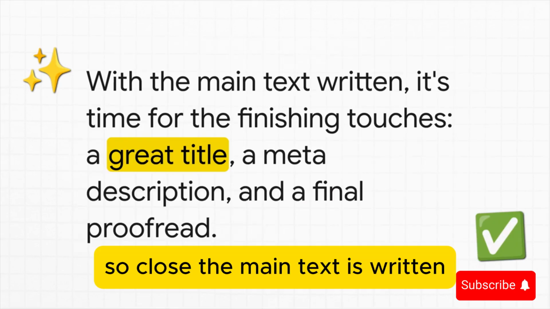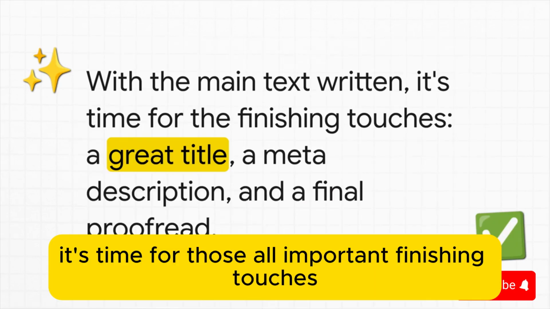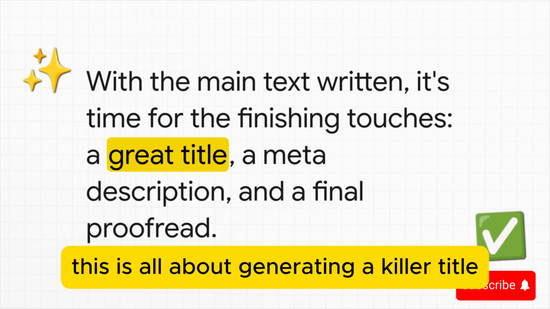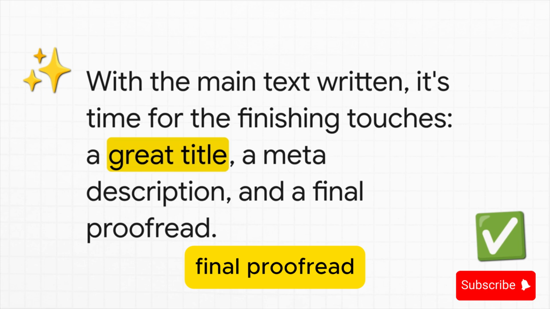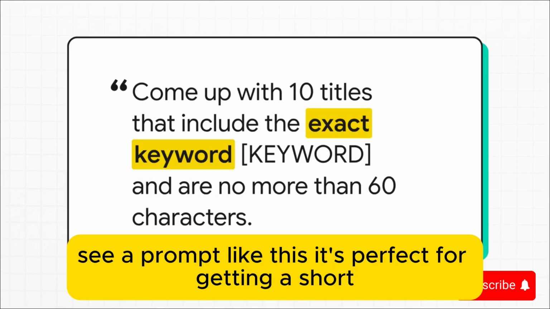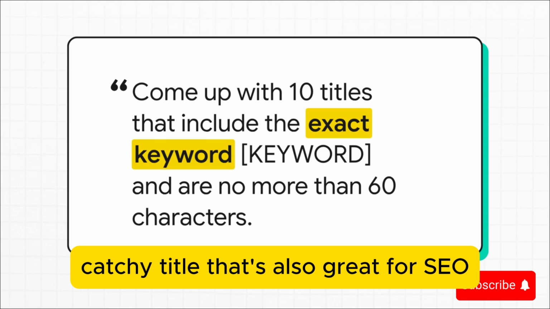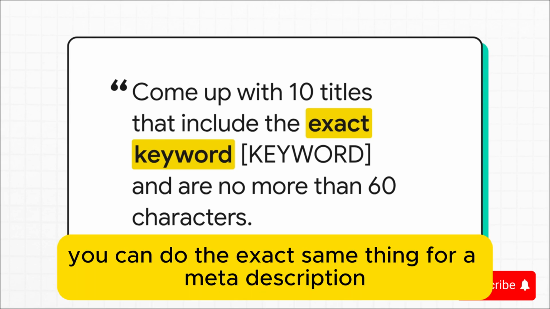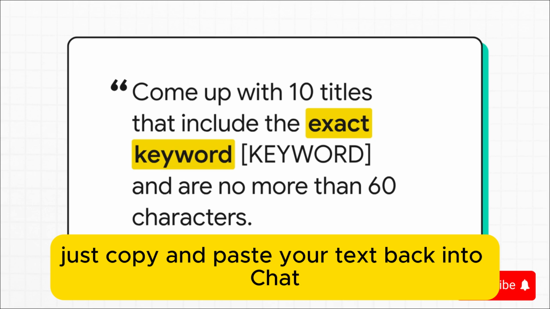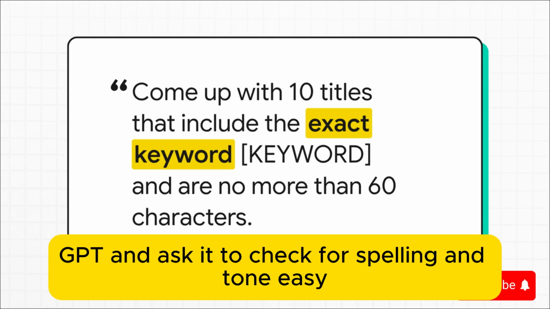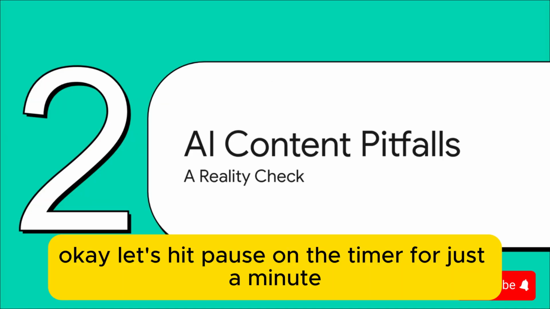We are so close. The main text is written, so now it's time for those all-important finishing touches. This is all about generating a killer title, a meta description for search engines, and of course, doing one final proofread. See, a prompt like this is perfect for getting a short, catchy title that's also great for SEO. You can do the exact same thing for a meta description. And for proofreading, just copy and paste your text back into ChatGPT and ask it to check for spelling and tone. Easy. Okay, let's hit pause on the timer for just a minute.